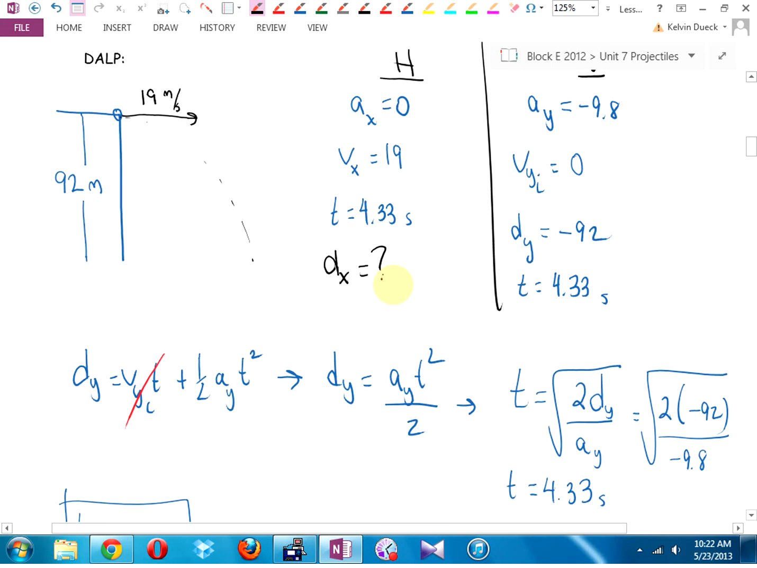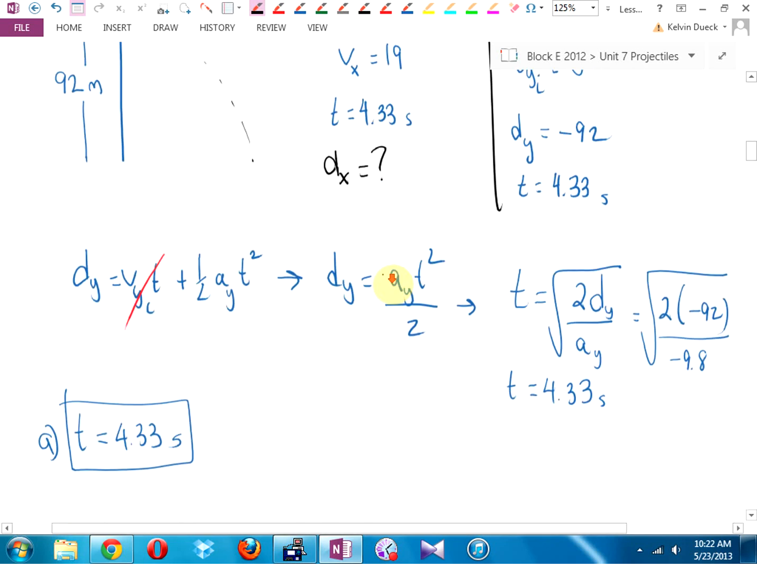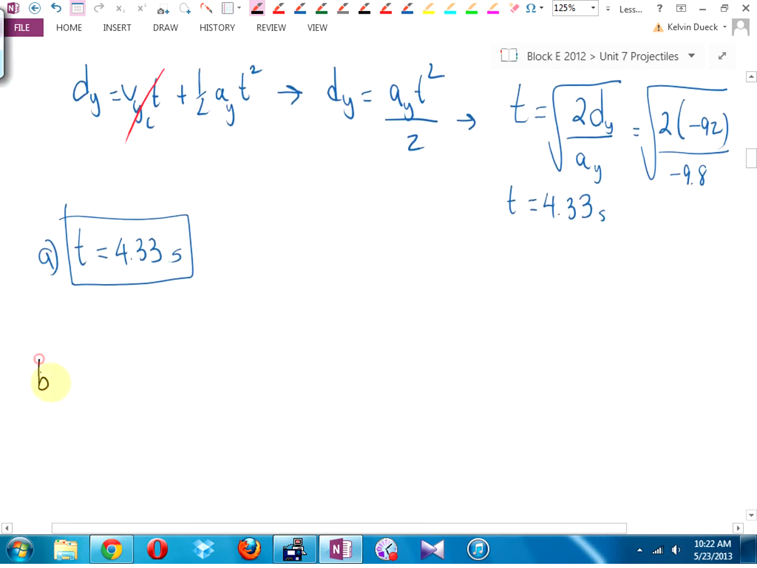Well, I have A, V, T, and D. I'm looking for an equation that has distance, t, velocity, and acceleration in it. Why, it's the same equation we just used, except we'll put x's in there to remind ourselves: horizontal, horizontal, horizontal, horizontal. In fact, I'll even put a letter B there. I'll show my work right here. It's going to be dx equals vxt plus a half ax t squared.